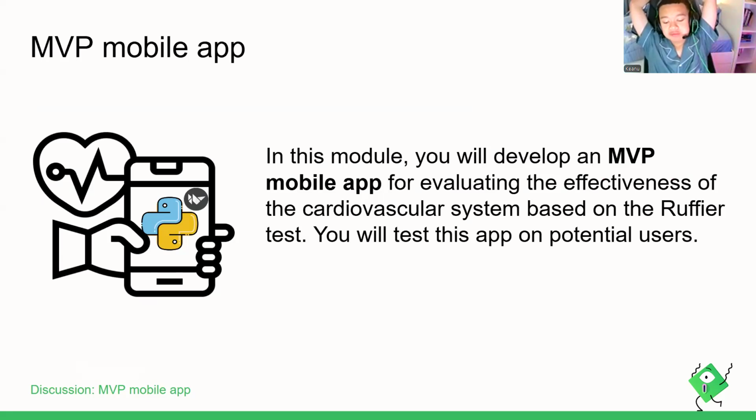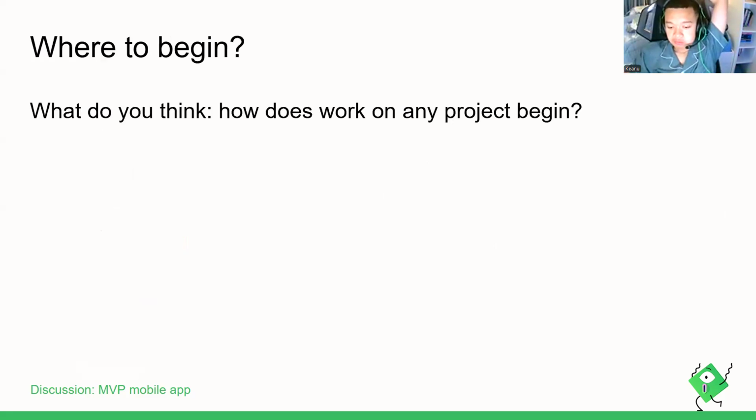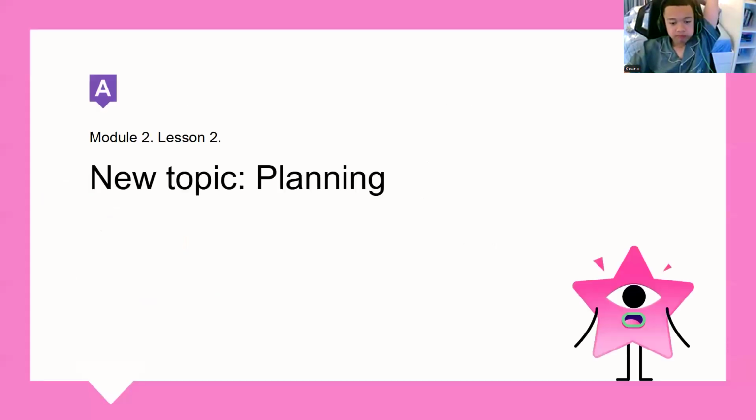So in this module, we will try to develop an MVP mobile app for evaluating the effectiveness of the cardiovascular system based on the Rapier test index. We also will try to test this app on a potential user. And where to begin? Yeah, we need to think how it works. So basically, we will go first for the planning stage. It's an important stage anyway for planning.